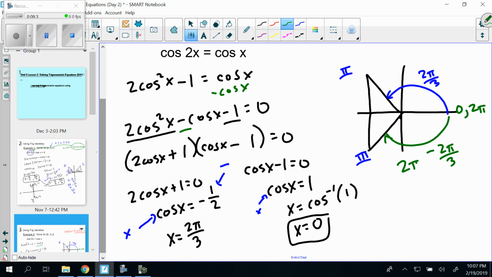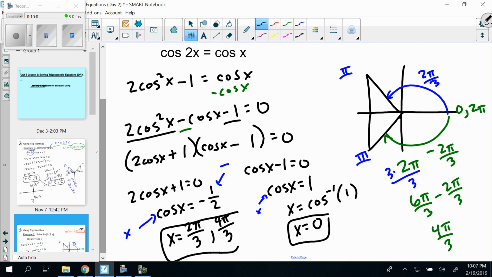So what's 2 pi minus 2 pi over 3? We need to get a common denominator. So let's times by 3 over 3 here. Now that gives us 6 pi over 3 minus 2 pi over 3. That's going to be 4 pi over 3. And that would be our other solution here. That's in the third quadrant. So this one has 3 solutions: 0, 2 pi over 3, and 4 pi over 3.